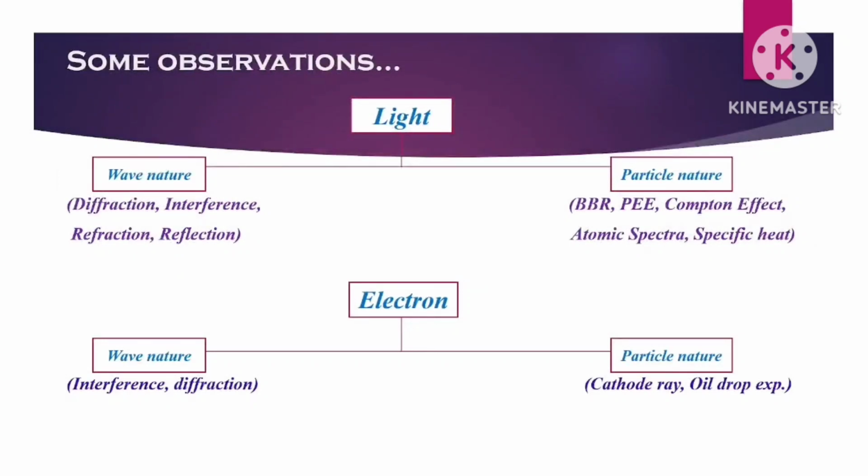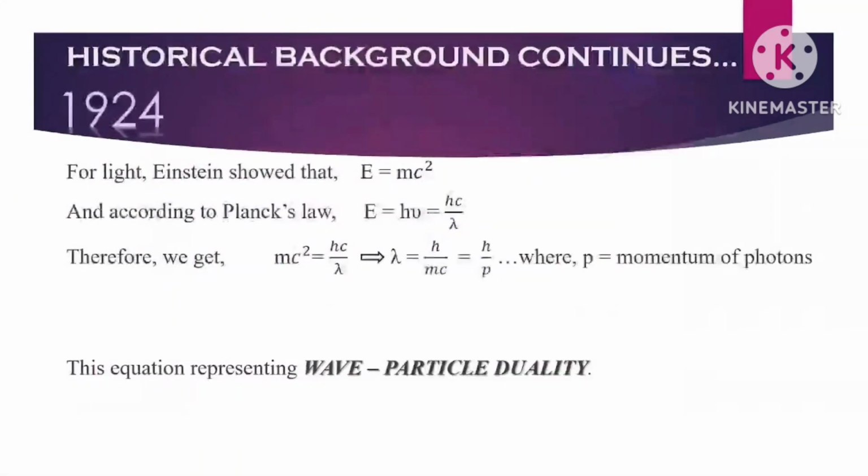Both wave and particle nature of the radiation are associated with the energy according to the following relations given by Einstein, E equals mc squared, and by Planck, E equals h nu. So equating both of them we get lambda equals h by mc, or lambda equals h by p. Here p is the momentum of the photon. We cannot measure m and c separately, so we have to measure p here. This equation actually represents the wave-particle duality, where p represents the particle nature and lambda represents the wave nature.